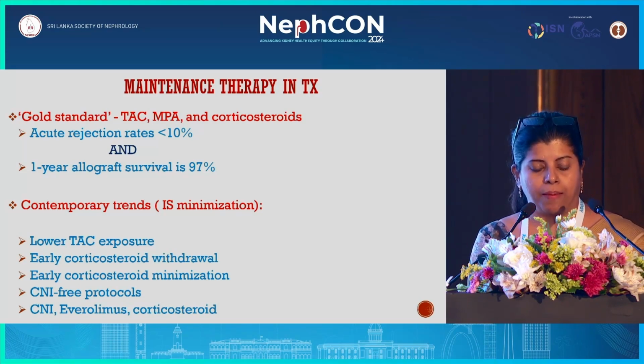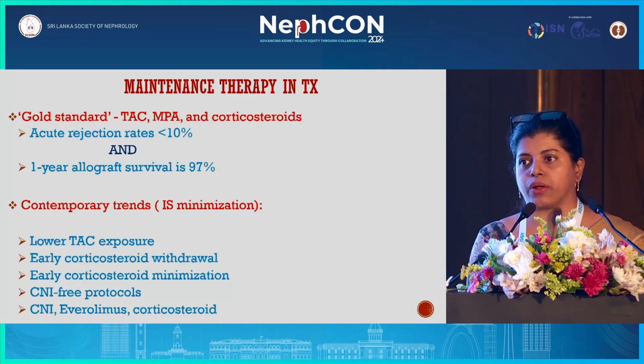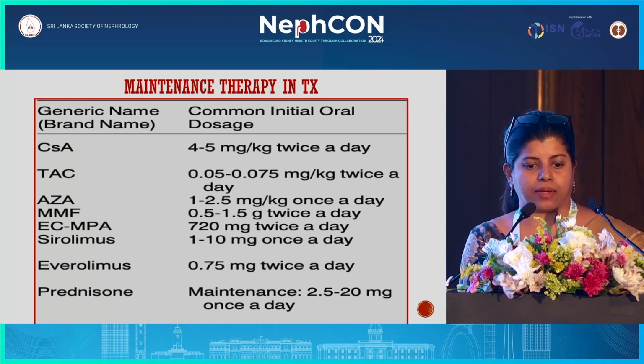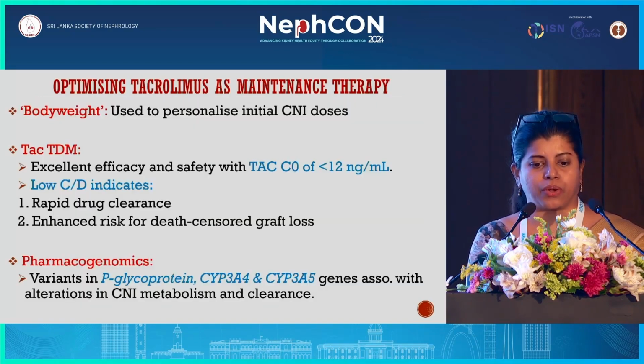allograft survival. But many transplant centers around the world, in order to reduce the overall immunosuppression exposure, are exploring different transplant protocols like lower TAC exposures, early corticosteroid withdrawal or minimization, CNI-free protocols, or even substituting mTOR for antimetabolites. So these are the commonly available maintenance immunosuppressive agents. We have cyclosporin and TAC as CNIs. We have azathioprine and MMF as antimetabolites. We have mTORs, which are sirolimus and everolimus, and the backbone of all transplant programs, which is corticosteroid.